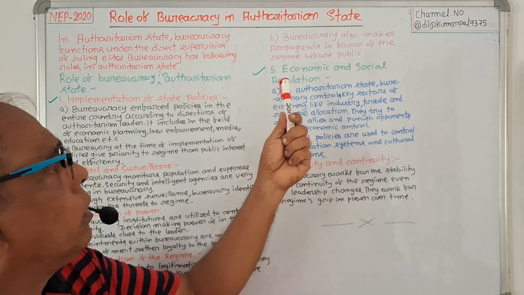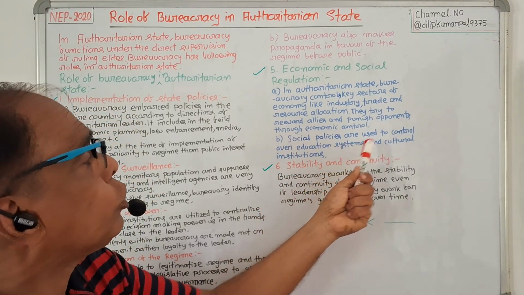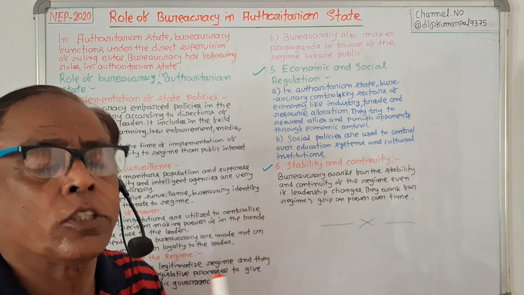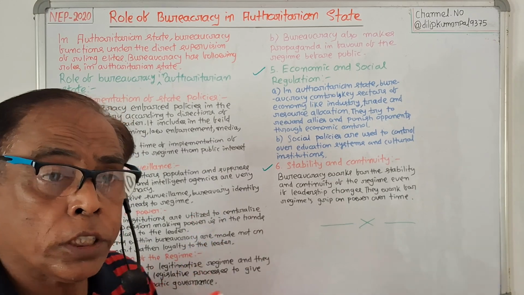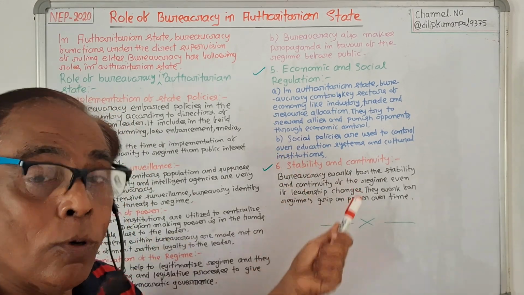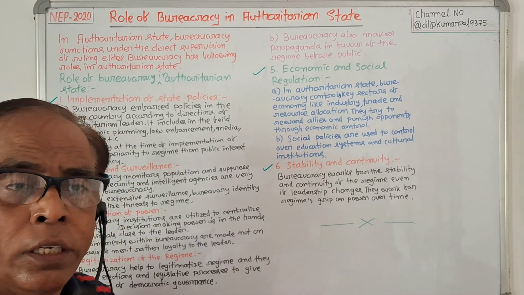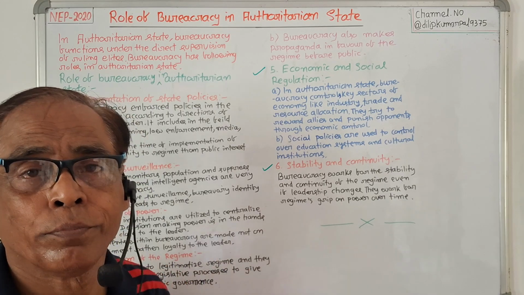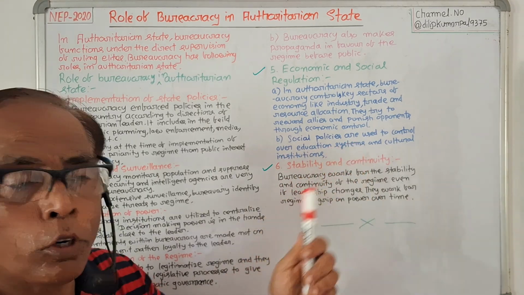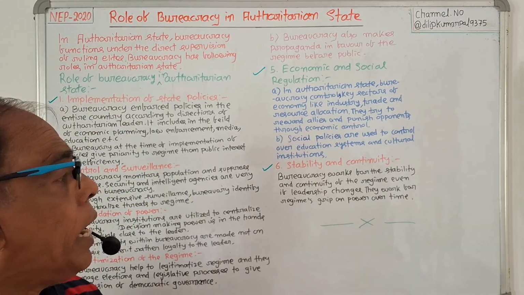Another function under the economic and social regulation is that social policies are used to control education systems and cultural institutions. Bureaucracy uses social policies to try to have control over the education systems and cultural institutions.